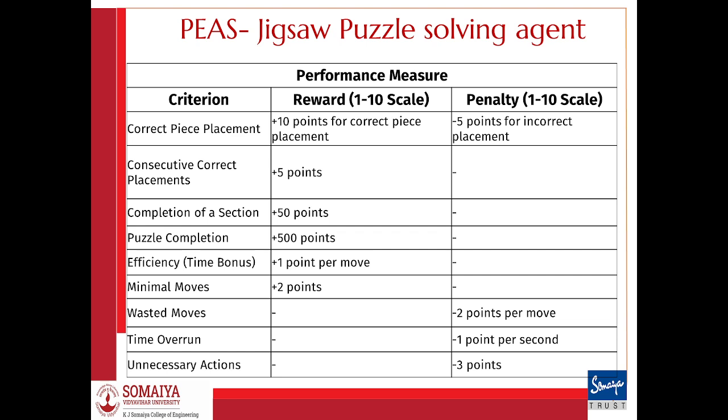Starting with PEAS analysis, the P stands for performance measure. As the name implies, it has to be measurable and hence it is to be equipped with some rewards and penalties. For example, placement of a correct piece would incur a reward, whereas incorrect placement should result in some penalty. Wasted moves accordingly can give some penalty, while completion of the puzzle or completion of a section would give some bonus. So this has to be over some scale, but the bonus points may go beyond the scale given.